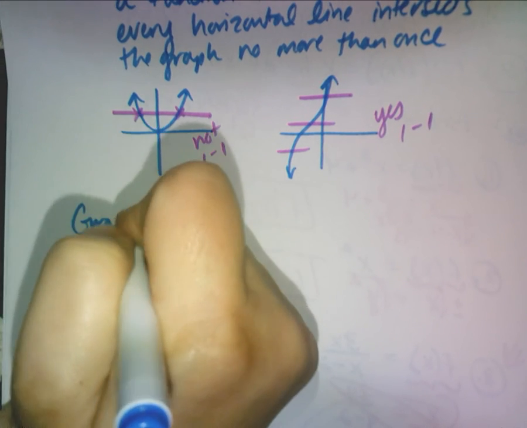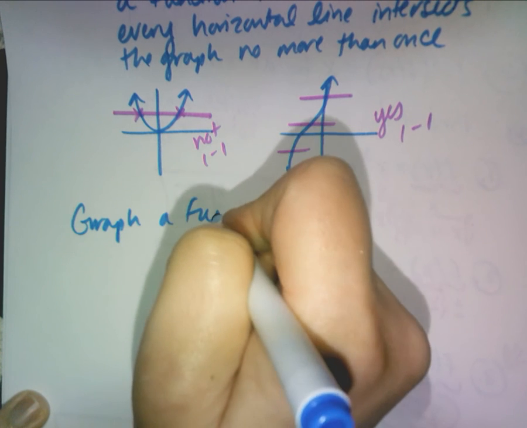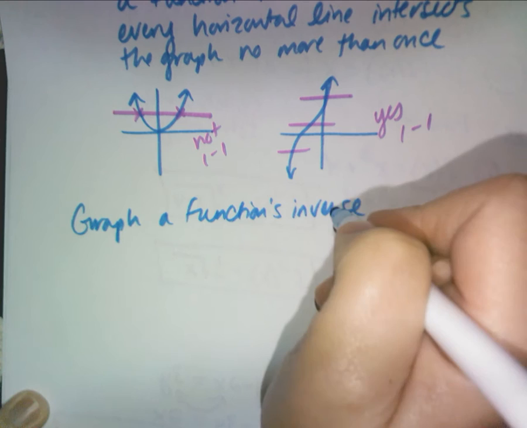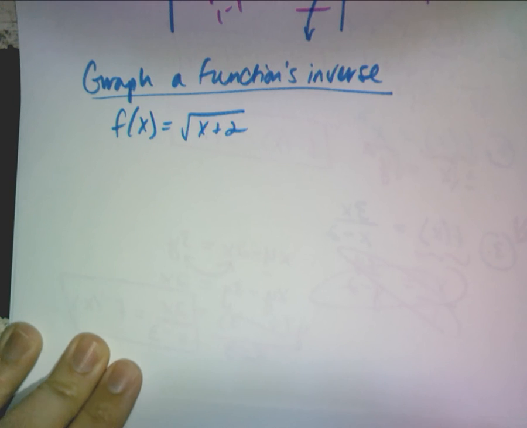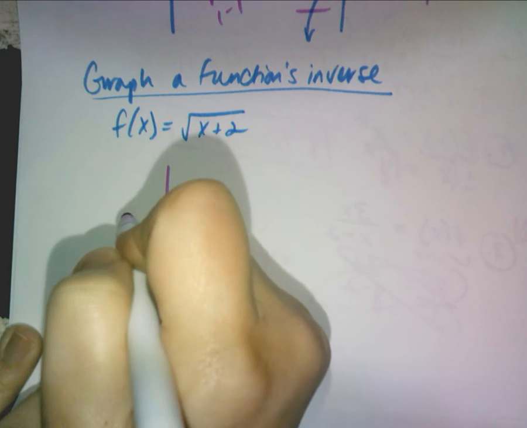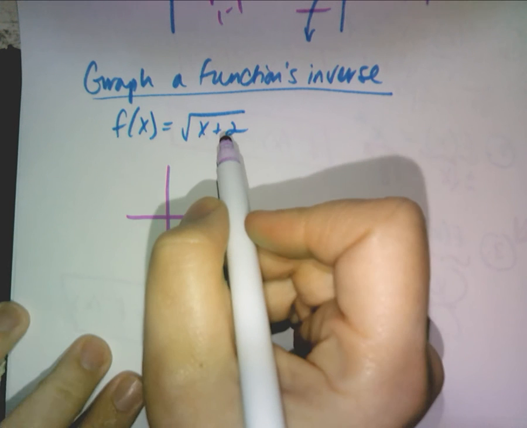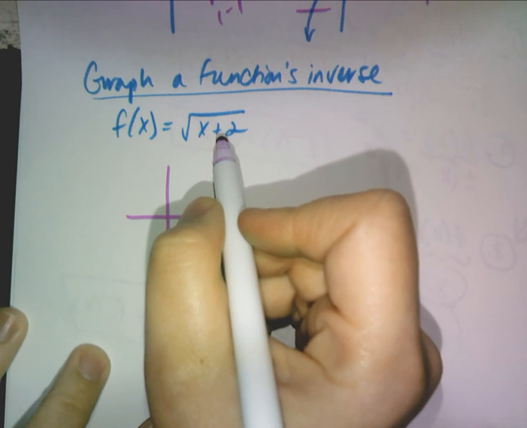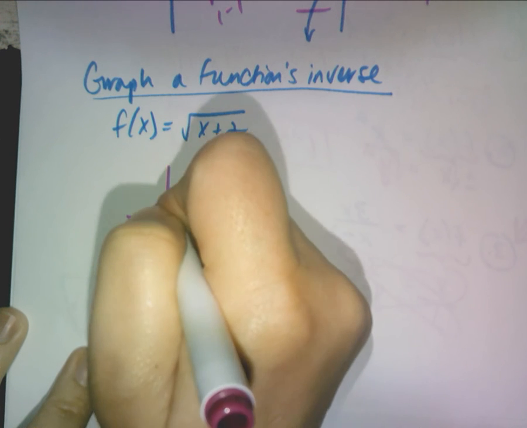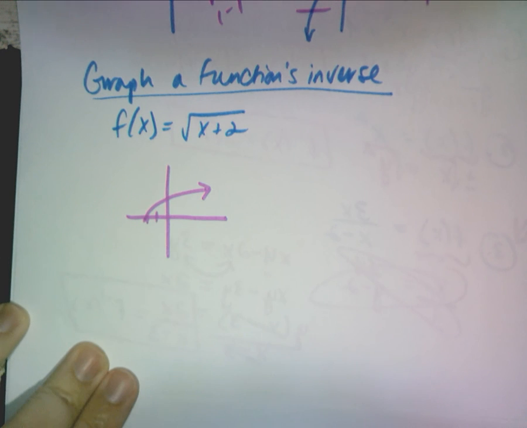All right, and then the last two things. You'll have to graph a function, and I'm sure you all know how to do this. Graph a function's inverse. Let's graph the function and its inverse, actually, I should say. So if I graph this, this is the square root function. Where did I shift over? To the left 2, and it kind of shoots out like that.